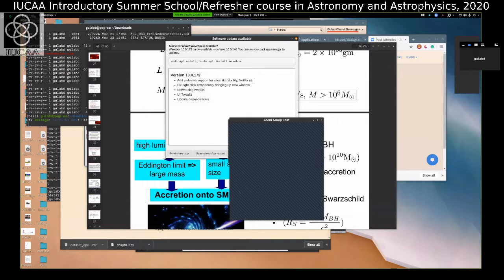There is one more question. Can galaxy mergers or interactions create AGN? Yes, galaxy mergers are in fact thought to trigger active galactic nuclei.